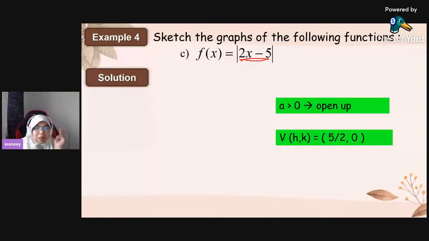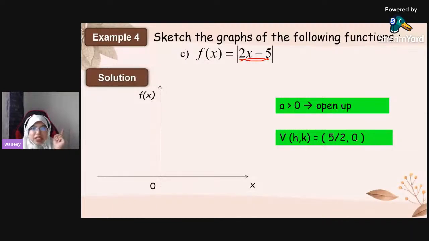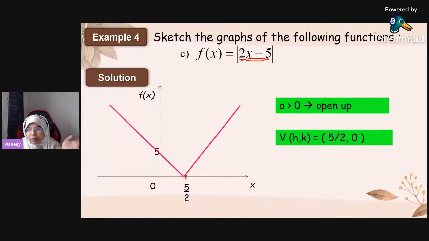And then ready with your x-axis, y-axis, ready. And then make sure you have your vertex 5 over 2, 0. And then simply draw a V. So kita start daripada 5 over 2, 0. So this is the point. 5 over 2, 0. That is my vertex. And then I simply need to draw V. Line with the absolute value graph. So you must know where is the V. Where is the vertex? Okay, next.